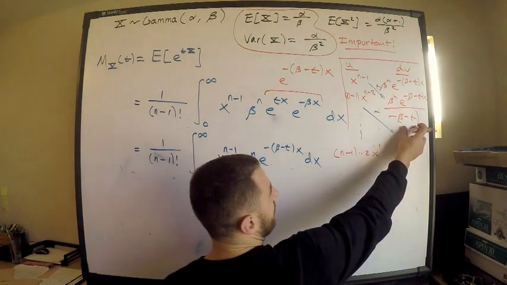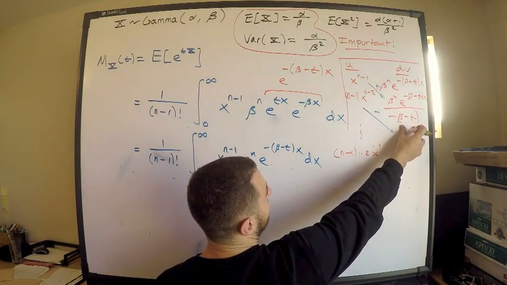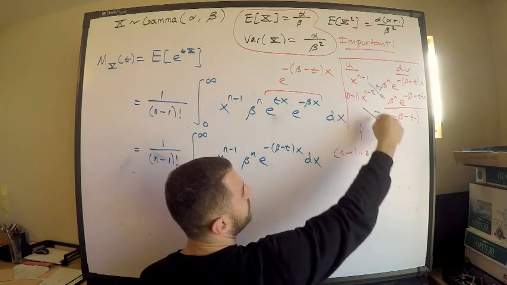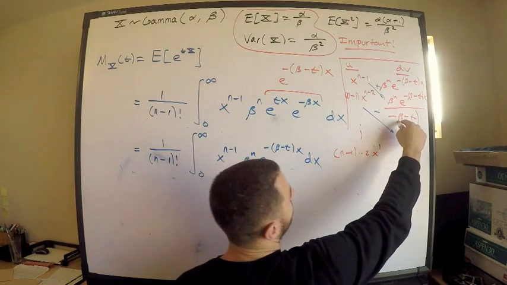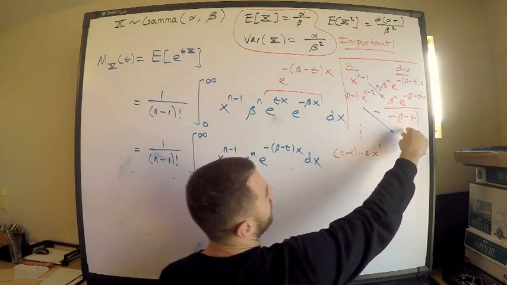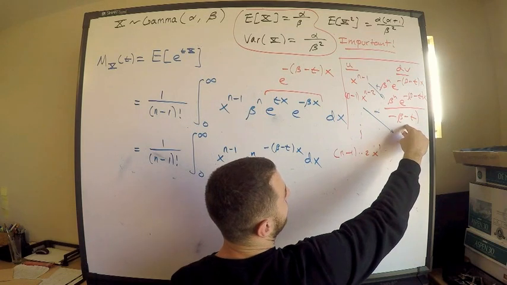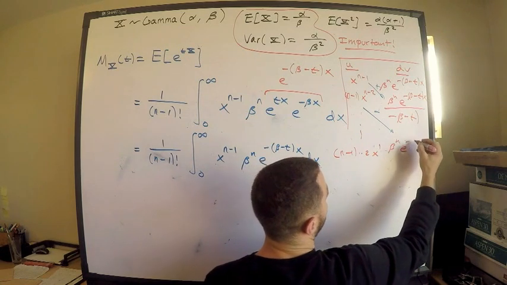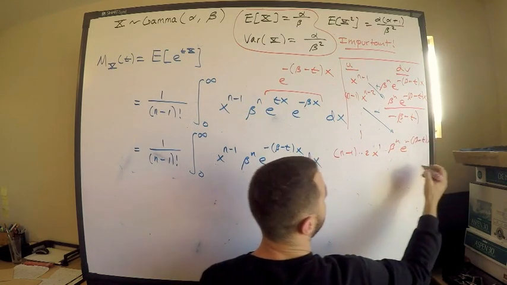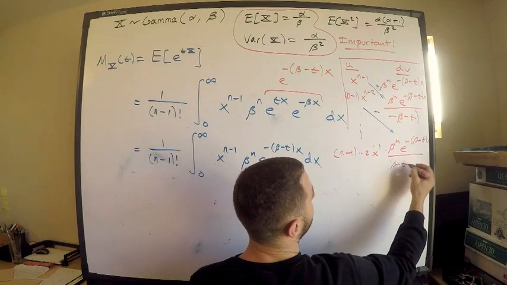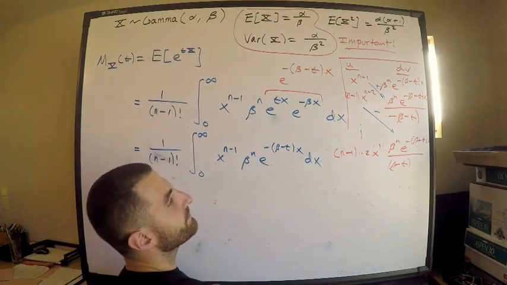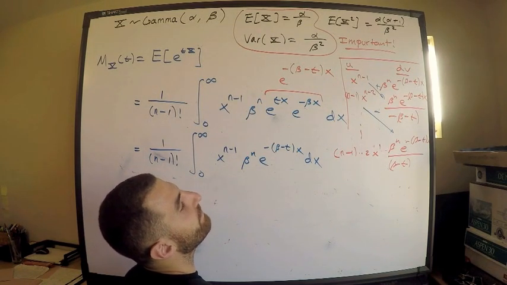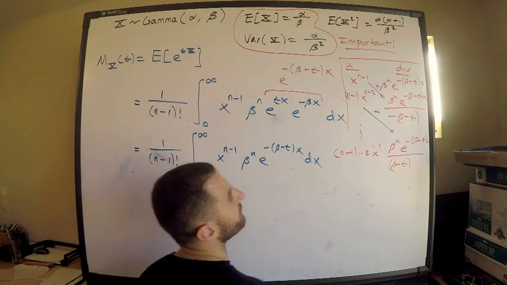What's going to be my power of beta minus t? Well, I had to do this how many times? n minus 2 minus 0. So n minus 2 times, which means this should be beta to the n, e to the negative beta minus t to the x, divided by beta minus t. I'm thinking that this should be to the n minus 2 power.